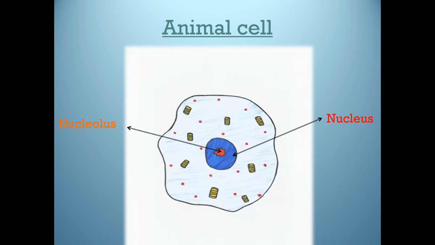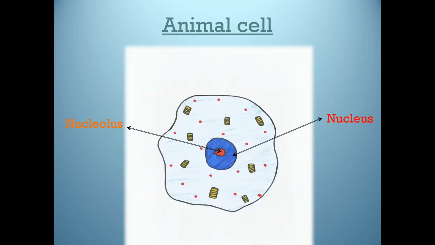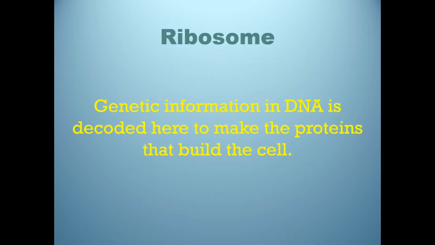The nucleolus. The nucleolus takes up around 25% of the volume of the nucleus. It helps to make ribosomes. Ribosome. Genetic information in DNA is decoded here to make the proteins that build a cell.